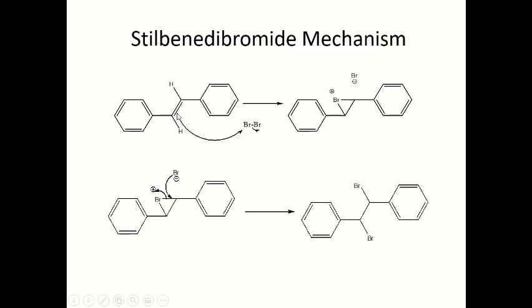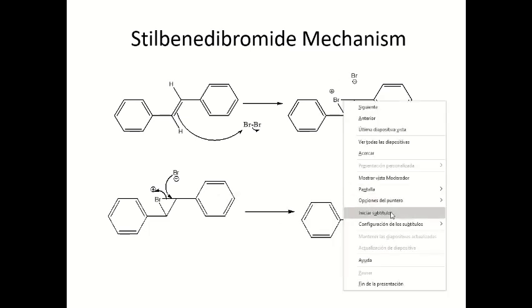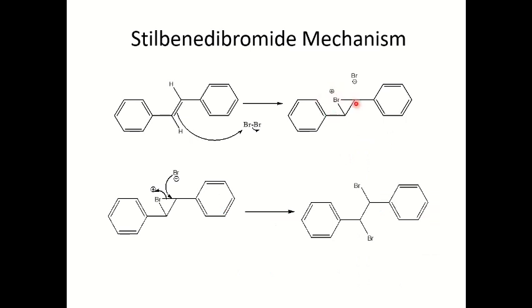As you can see here, the double bond attacks the bromine in the bromine molecule and creates a bromonium cation, as you can see here, and you also have a bromide anion as a product. This bromide anion attacks and reorganizes to create the substituted bromine in place of the double bond in the stilbene dibromide, right?